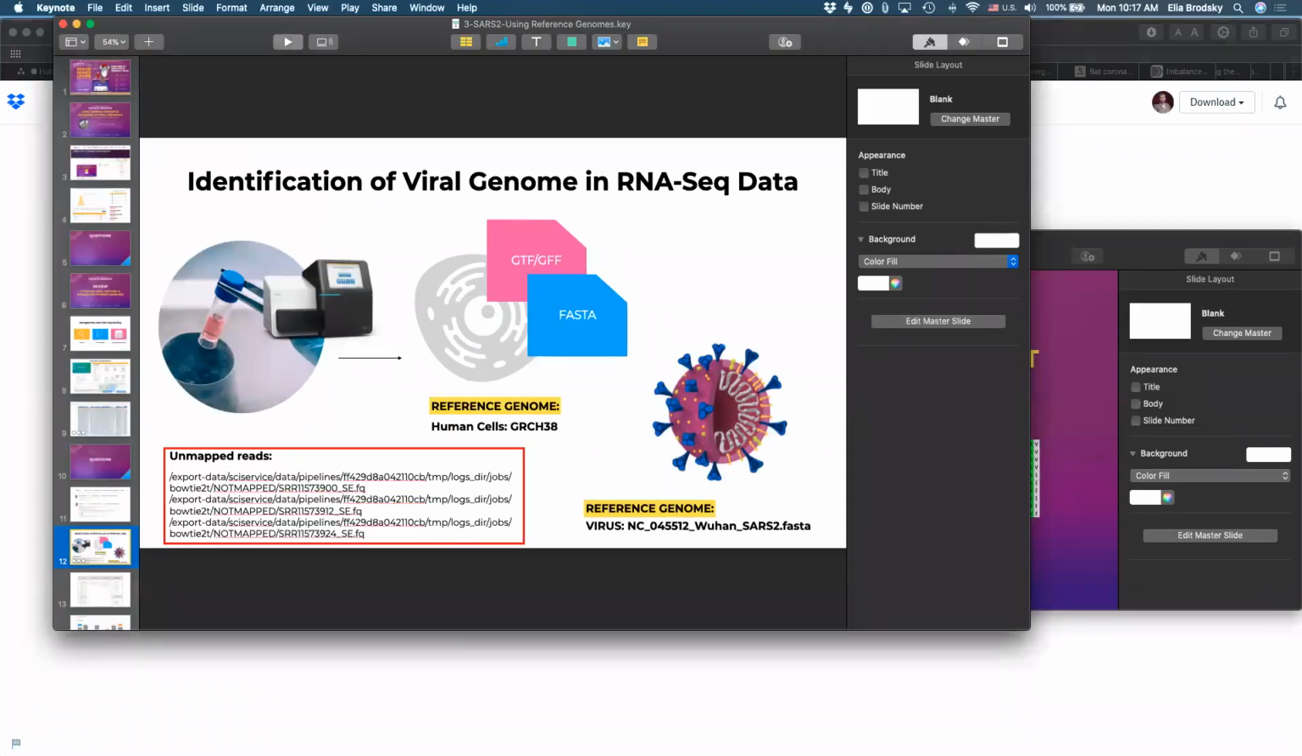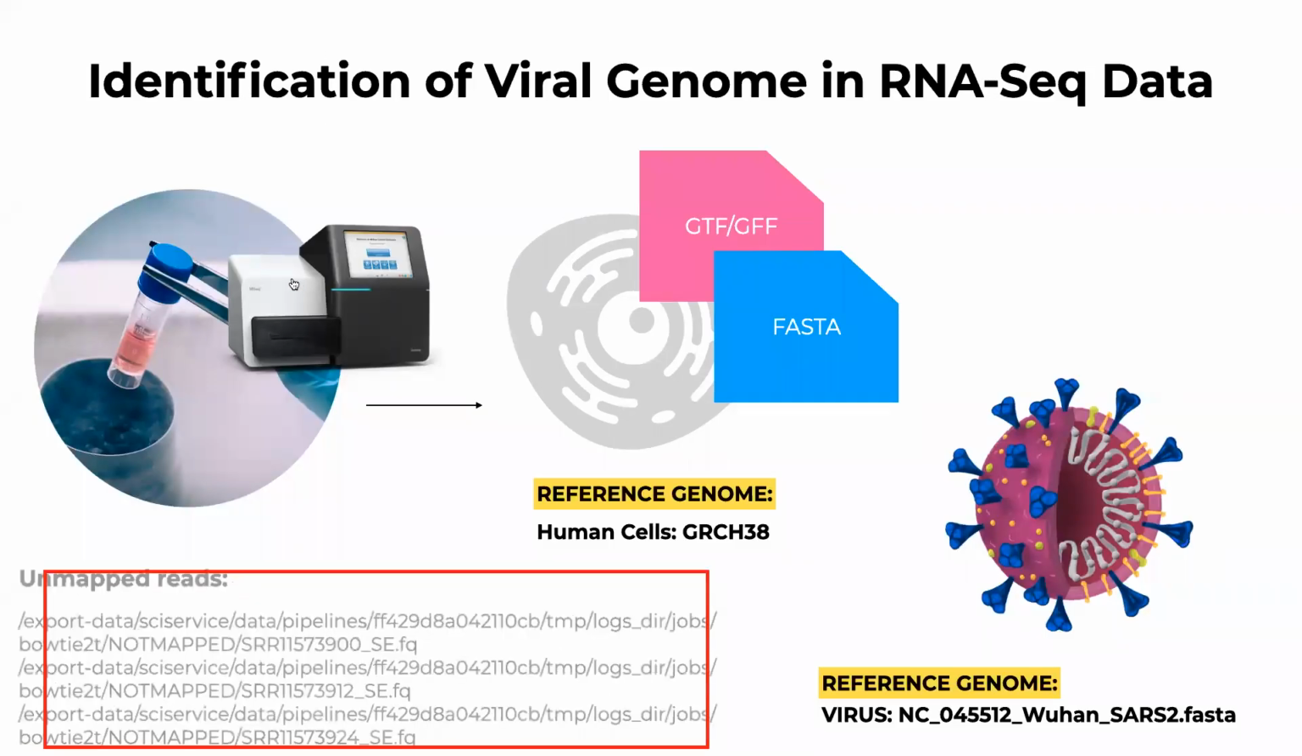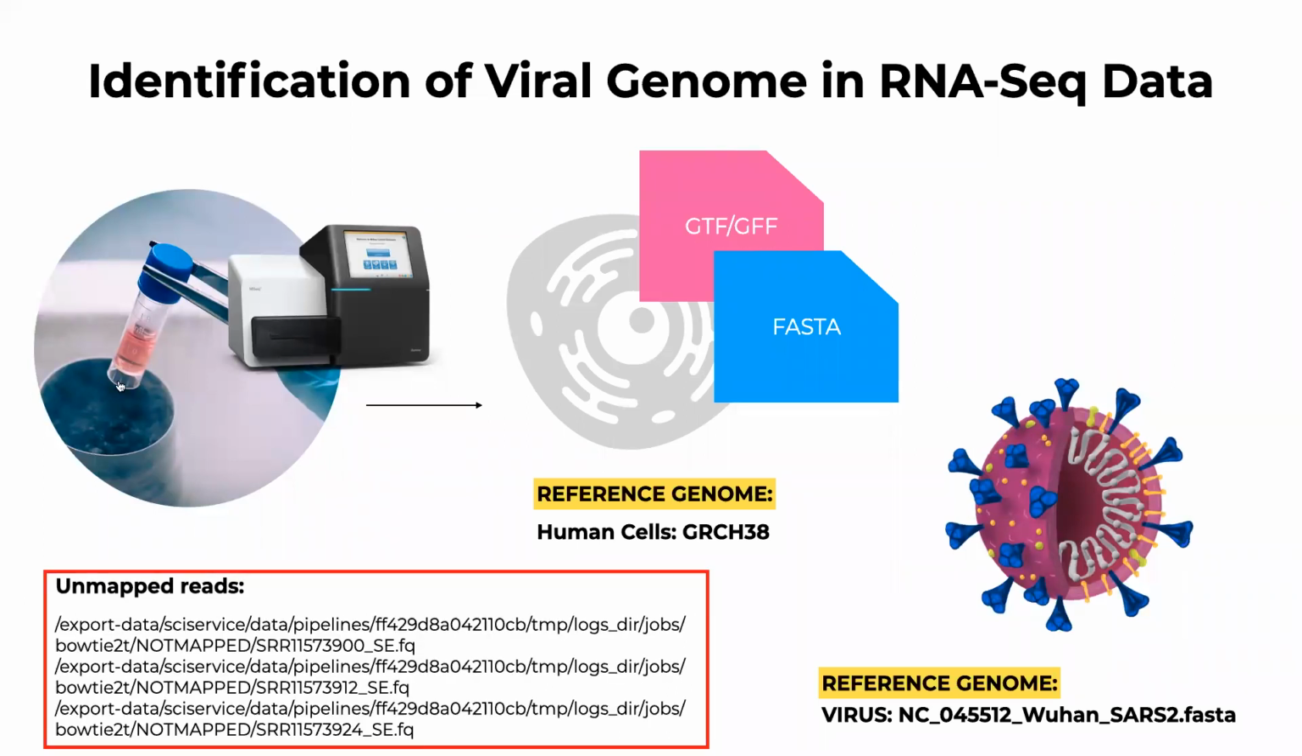So what is the process that we're trying to replicate here? We have a biological sample. The biological sample has RNA or DNA that is extracted and then sequenced.